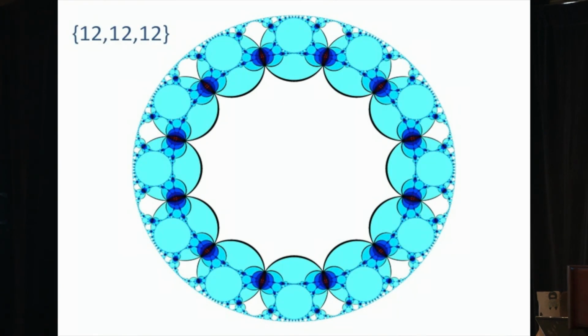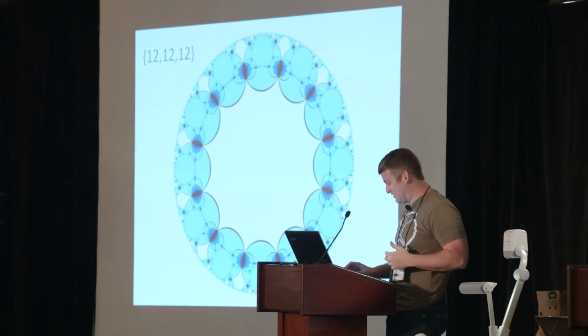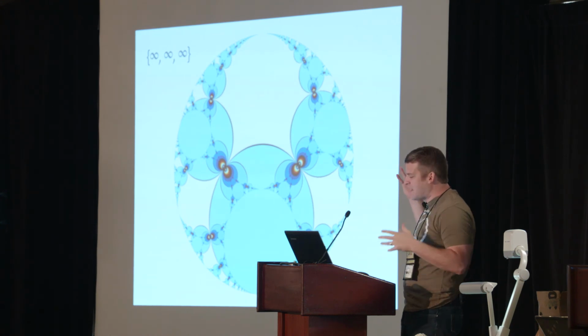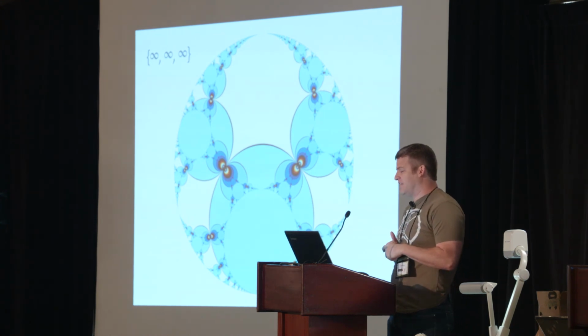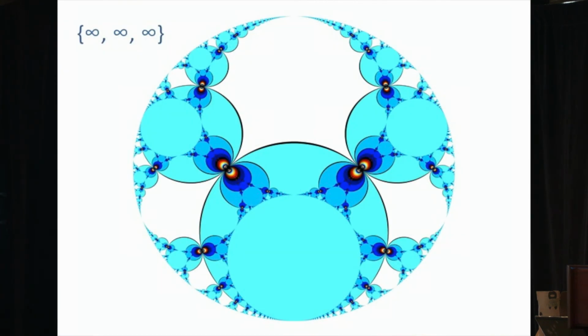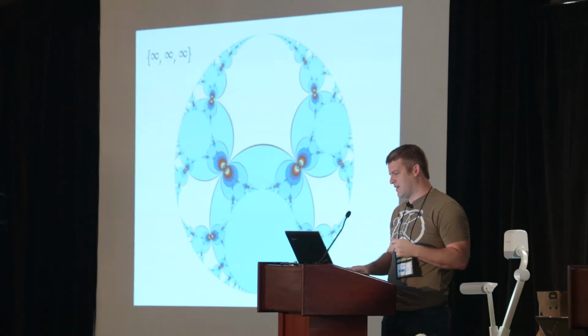Here's the 12-12-12. So we have little 12-12 tilings. 12 of them are surrounding each edge, and all of this fits into hyperbolic space, and this is what you get. And then finally, the top of the mountain, infinity-infinity-infinity is really possible. We didn't know what this was going to look like for a while, and in fact, this is what was driving our development. And it was really cool when we finally got to see what this looked like.